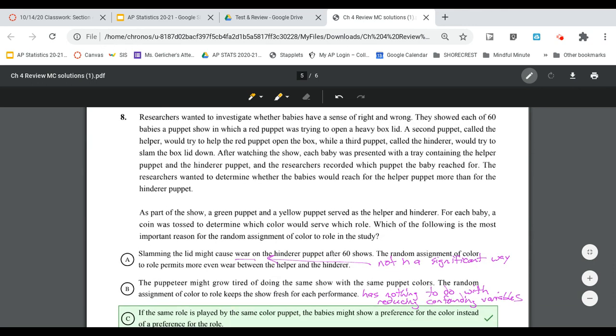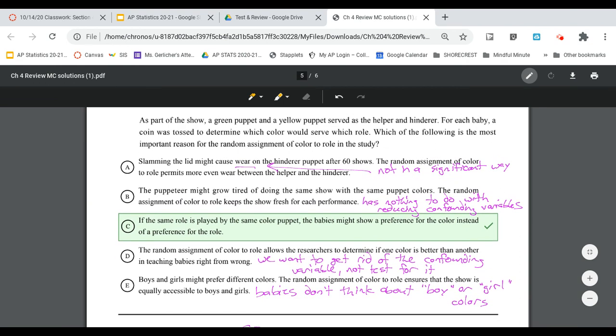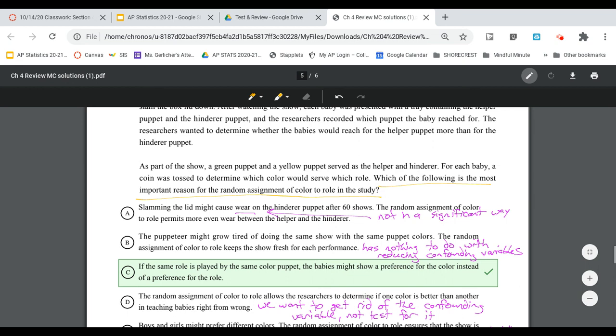Okay, so this one. Which of the following is the most important reason for the random assignment of color? Okay, so let's jump straight to the right answer, and then we'll talk about the wrong answers. So for C, some babies you could see having certain preferences for certain colors. Maybe they had yellow and green. So maybe the yellow is really bright and the green is not very bright, and so the babies just automatically go towards the yellow.